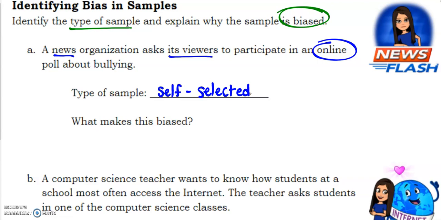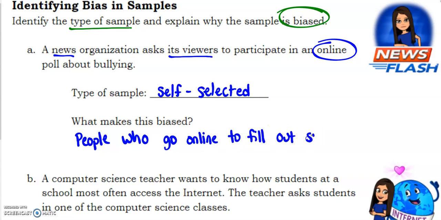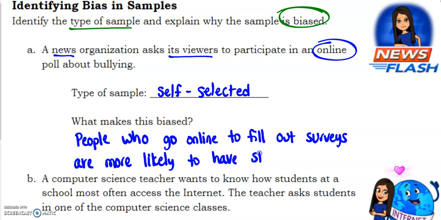Now, that is a biased way to ask questions. And why, you might be wondering, is that? Well, people who go online to fill out surveys are more likely to have strong opinions one way or another. Think about those Yelp opinions, right? For restaurants, or those people who put in responses on Amazon.